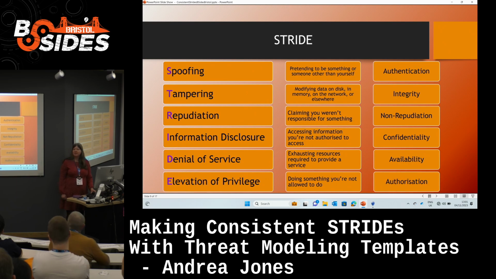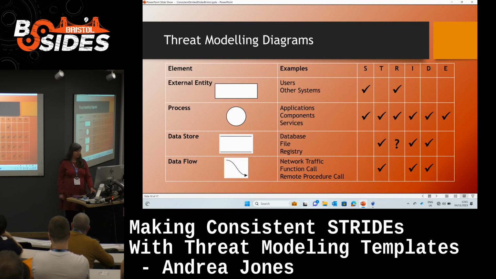And then finally, the E stands for elevation of privilege, doing something you're not allowed to do. And so authorization is something that we can put in place. So by thinking about those different elements of STRIDE, you can probably see that you can go through and threat model something and think about each of those components and how that sort of thing could happen in this system. And that's the whole idea of STRIDE.